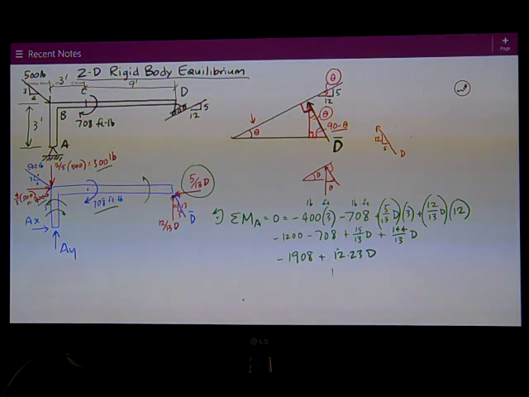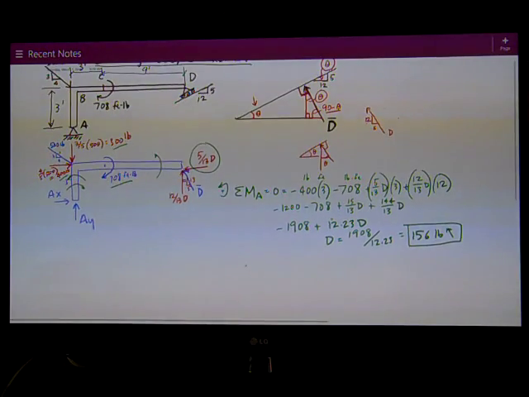Rearrange and solve for D. D is equal to positive 1908 divided by 12.23, which is equal to 156 pounds. The positive means the direction I assumed is correct. It's up and to the left on the bar ABCD.